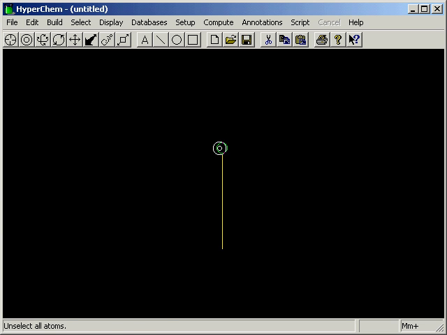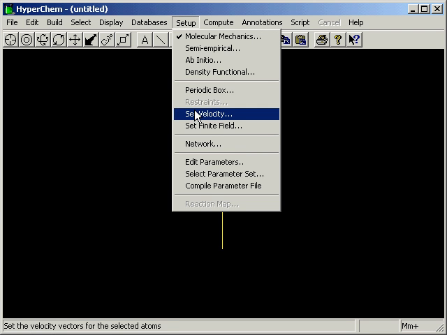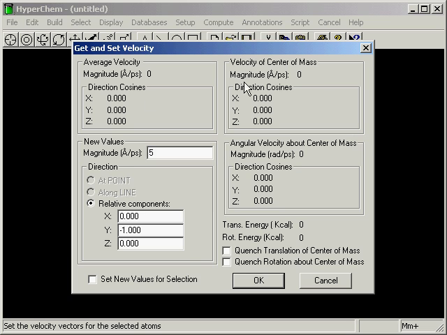In this particular case, we're going to select atoms. We go up and we say set velocity. This dialog box tells you what the current velocities are, as well as allows you to set velocities. So the current velocity is 0 here for everything at this moment. What we're going to do is set some velocities, and we're going to make this one go 5 angstroms per picosecond, some number like that, and we'll have it along the positive x-axis.